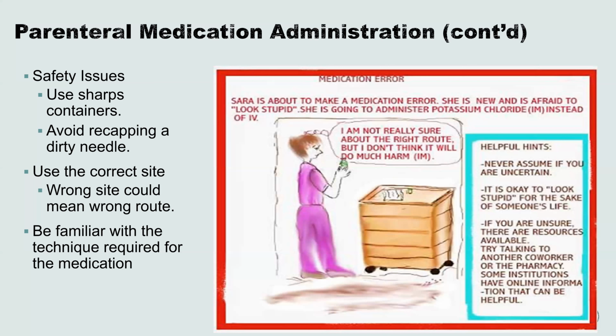Helpful hints. Never assume if you are uncertain. It is okay to look stupid for the sake of someone's life. If you are unsure, there are resources available. Try talking to another coworker or the pharmacy. Some institutions have online information that can be helpful. So this can be a problem. You never want to be afraid to look stupid, because it can really save a person's life.